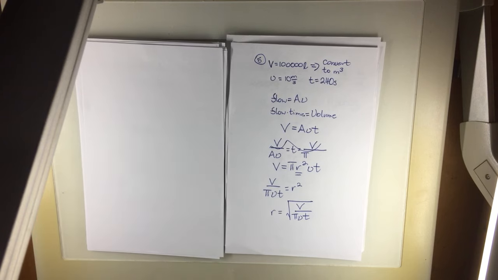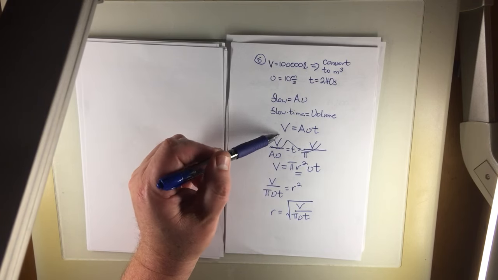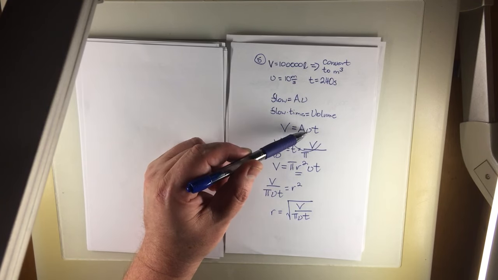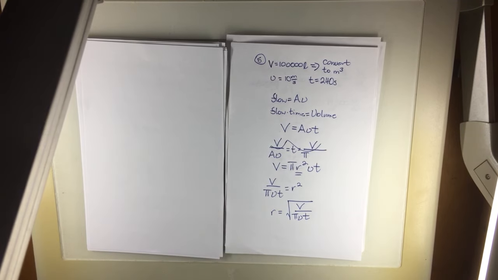What's the little v? The last one, big V is volume, and it has more straight lines. Little v is velocity, it has more curvy lines.